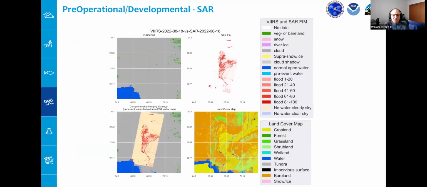This is, again, just some more examples from the SAR algorithm, this time over Pakistan from 2022. As you can see, VIIRS was clouded over, but there was a SAR pass right over the area where there was flooding. And what we can do is take these two data sets and now merge them into a best of flood data set, in this case, solely the SAR data, and then provide this data to stakeholders when the area is cloudy.